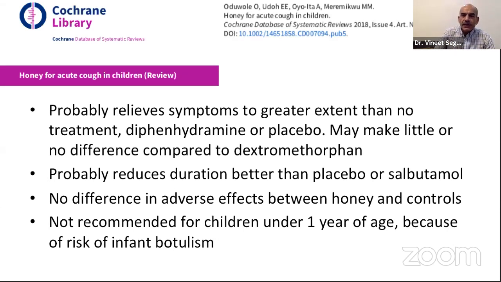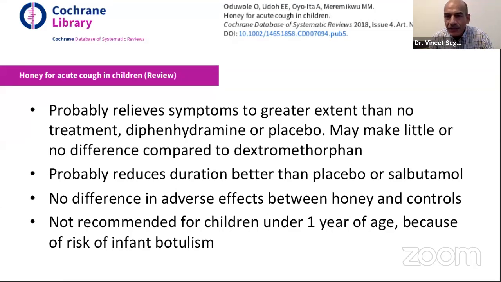Now, just a little bit on honey, because honey is something which is now coming into the Western world, but our ancestors, our earlier generations, have been using it as a cough syrup, just honey with warm water, or honey with ginger, black pepper, and so on. And it seems to work. It worked for my grandmother, it worked for my mother, and it worked for me and for my children.